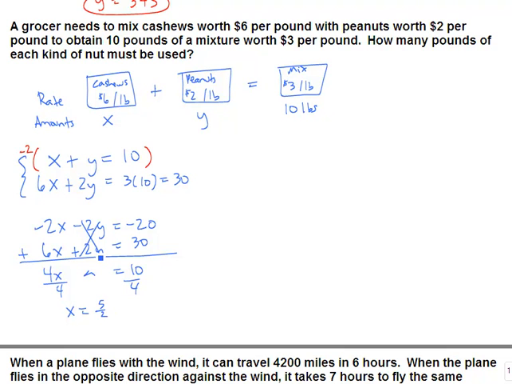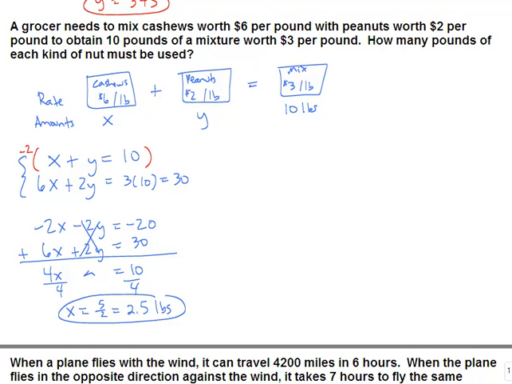But since we're talking about pounds, you probably wouldn't say that you would buy 5/2 of a pound. You'd probably write this as a decimal. It makes more sense to think of this as 2.5 pounds. So I would use decimals here. So we know the value of x.